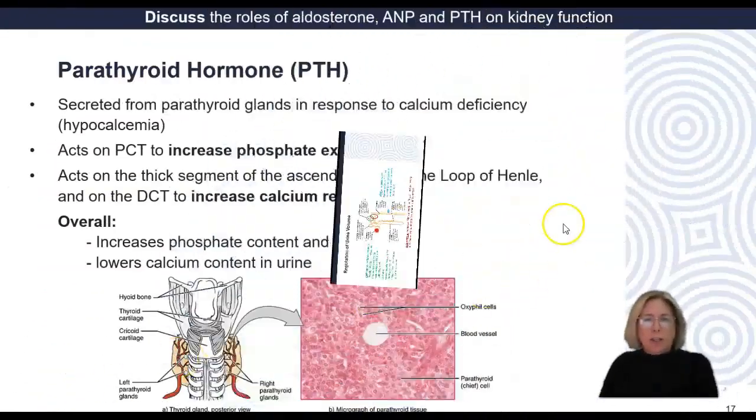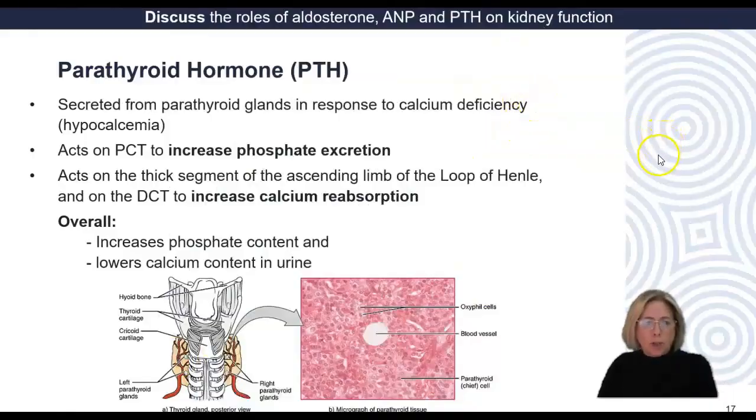And finally, looking at the effect of parathyroid hormone on kidney function. Remember about parathyroid hormone from topic 1. It's secreted from parathyroid glands and responds to lower than normal levels of calcium in the blood, so hypocalcemia. Its net effect, and when it's in excessive levels particularly, is that it acts on the proximal convoluted tubule to increase phosphate excretion. But at the same time, it acts on the thick segment of the ascending limb of the loop of Henle and on the distal convoluted tubule to increase calcium reabsorption from the filtrate.